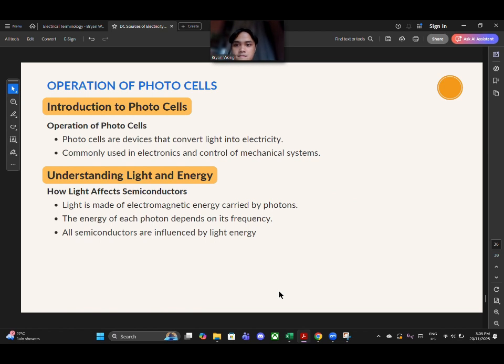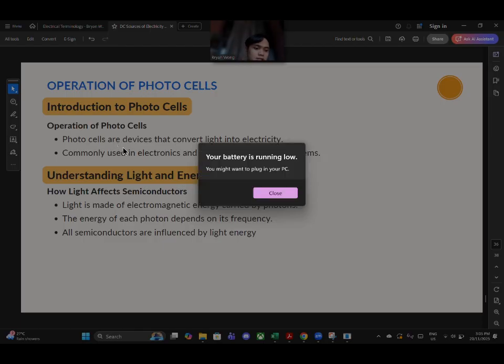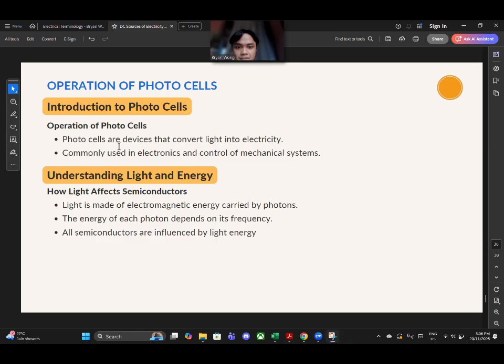We have learned about thermocouples already. Now we are going to jump into photocells. What are photocells? Photocells are devices that convert light into electricity. They are commonly used in electronics and control of mechanical systems.